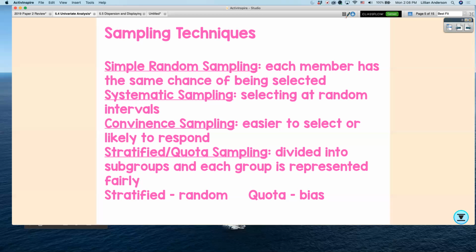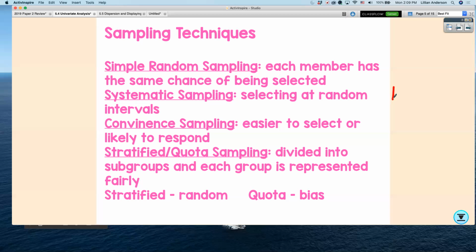The last two are kind of combined together because they have the same definition. Just one is random and one is biased. Stratified or quota sampling. This is when you divide a large group into subgroups and each group is represented fairly. So prime example, Ms. Dunstan says she wants to create a committee and every grade level is represented, right? When it says divided into subgroups, that means there's a certain number of freshmen, certain number of sophomores, certain number of juniors, certain number of seniors that are chosen that represent how much their group makes up out of the entire population.